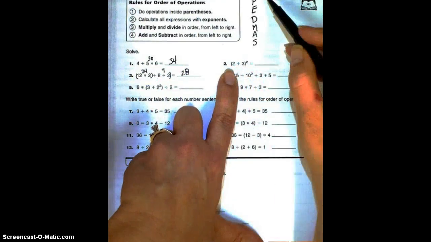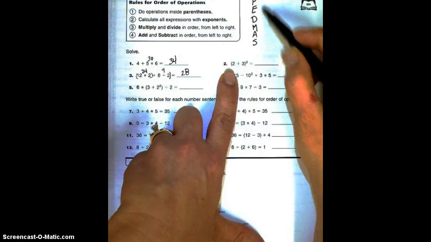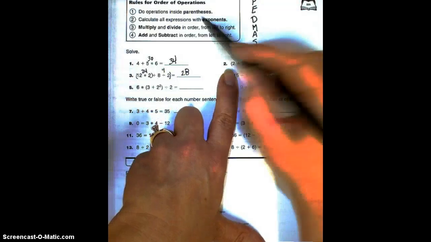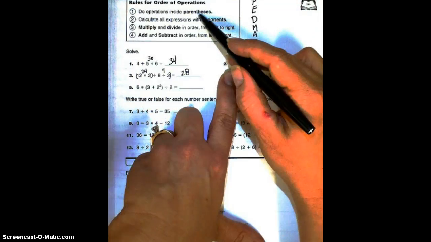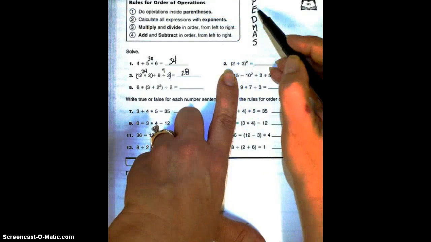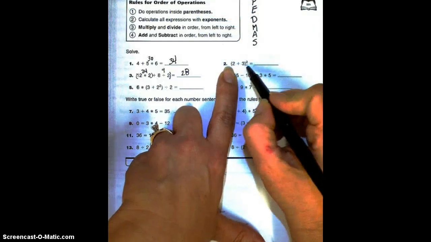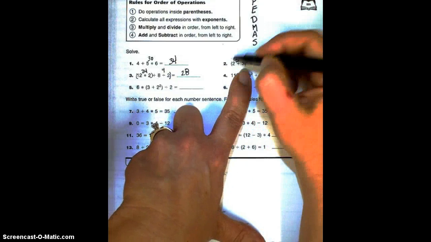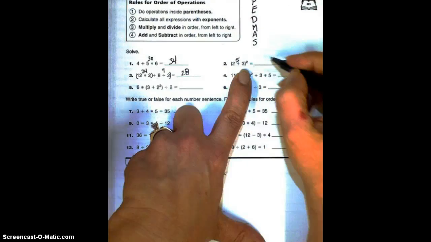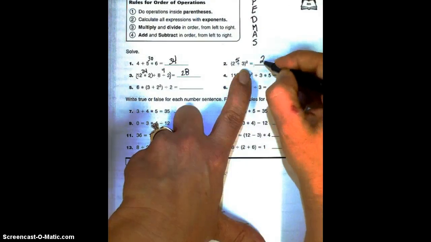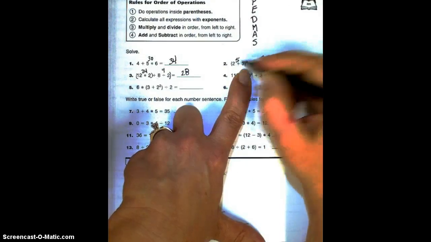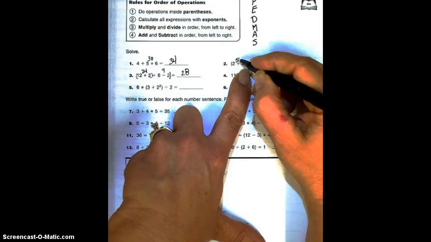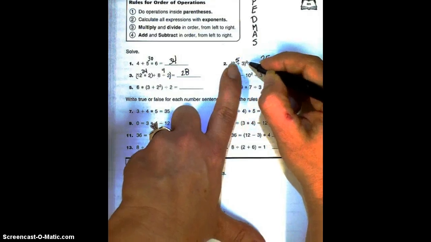So now we've got parentheses and exponents. Which one do we have to do first? For sure it has to be parentheses. That comes first, and then exponents. Parentheses: 2 plus 3 is 5. Next I do the exponents. 5 squared, or 5 times 5, is 25. Remember, it's not 5 plus 5, it's 5 times 5, 5 times itself.